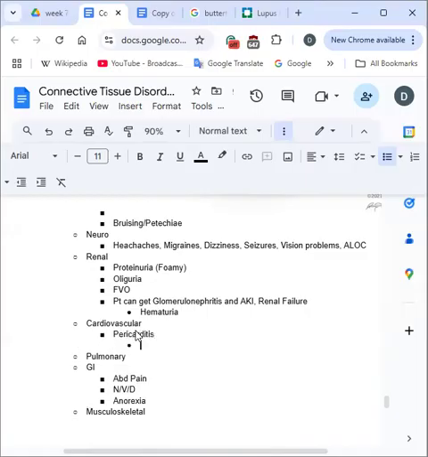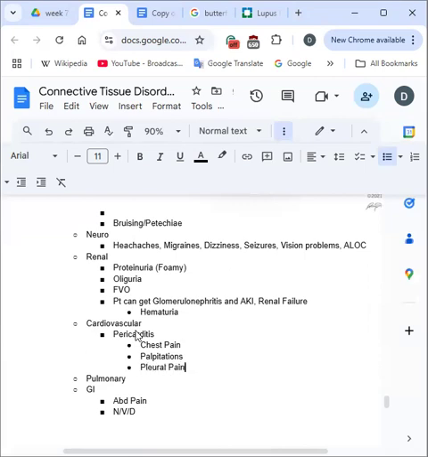Pericarditis comes with chest pain, so yeah, chest pain, palpitations, all of these things. When you think about heart stuff, these are the first things that come to mind. You also have pleural pain, like pain on respiration, and pleural friction rub.